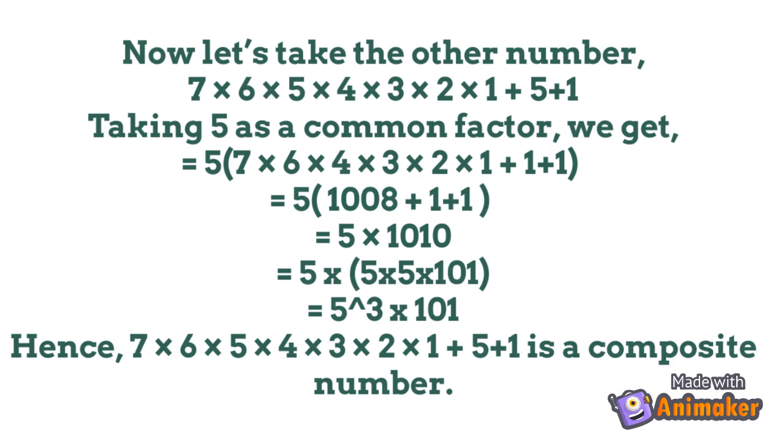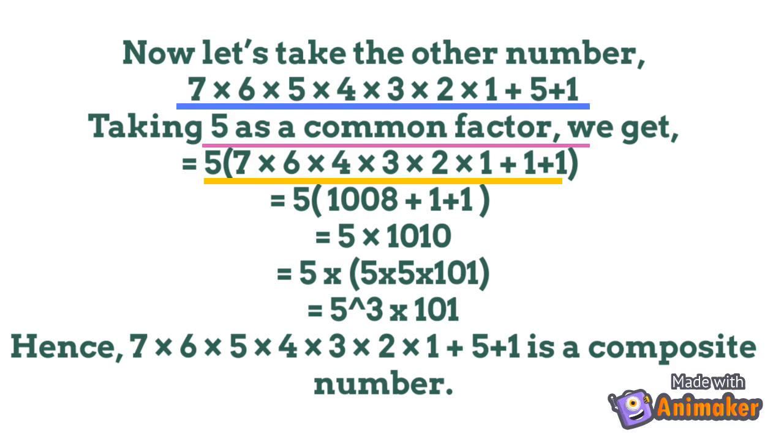Let's see the second expression. In our second expression, 5 is common because 5 arises twice. After taking out 5 common, we get 5 into (7 into 6 into 5 into 4 into 3 into 2 into 1 plus 1 plus 1). We need to solve the bracket first according to the BODMAS rule, and then the multiplication. After solving, we get 5 into (1008 plus 1 plus 1). After addition inside the bracket, we get 1010, that is 5 into 1010.